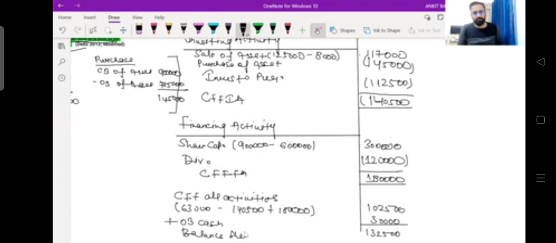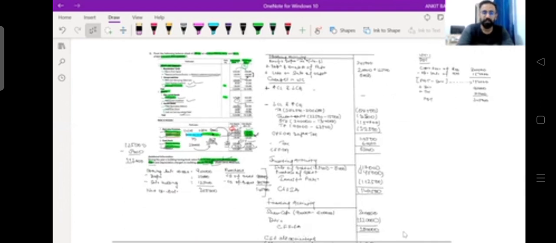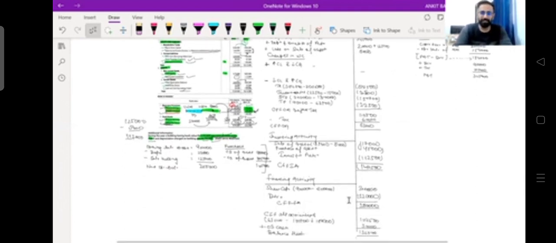Right? So this is how we prepare cash flow statement. Hopefully you are able to understand how we have prepared the cash flow statement, and how we have calculated the closing balance. We will take a few more cases.